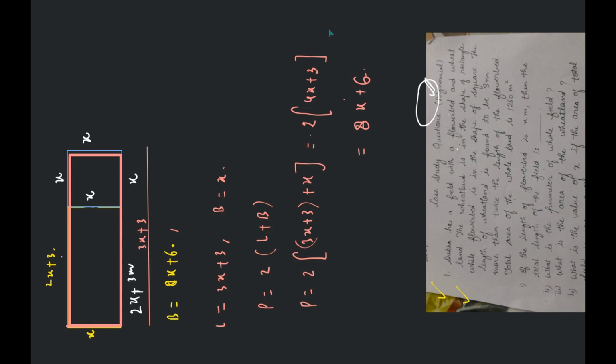But how is it possible? The breadth is 8x plus... Now you are saying that, sir, the breadth of that rectangle is... How did you calculate this? This is 8x plus 6. What is this?